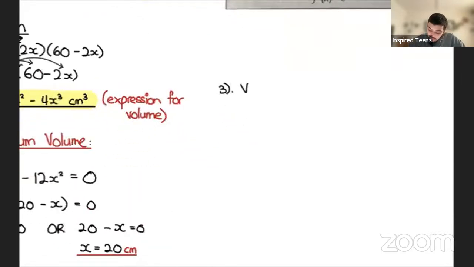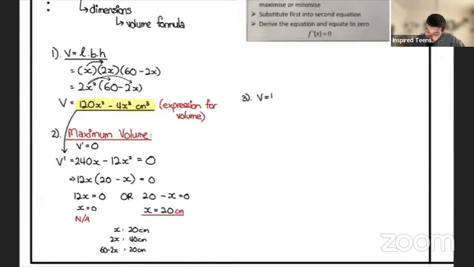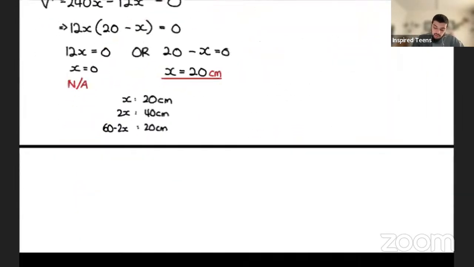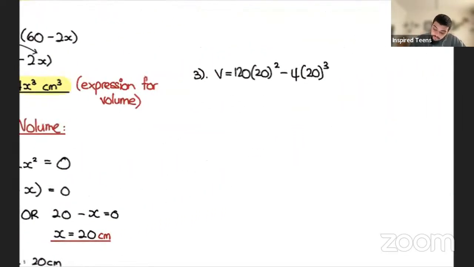So we can say volume is equal to 120 times 20 squared minus 4 into 20 cubed, because that's the value of x that's going to give us maximum. Alternatively, what you could also do is say volume is equal to length times breadth times height. And the dimensions for the maximum volume are 20 times 40 times 20. We can do both and we can see that we'll get the same answer.